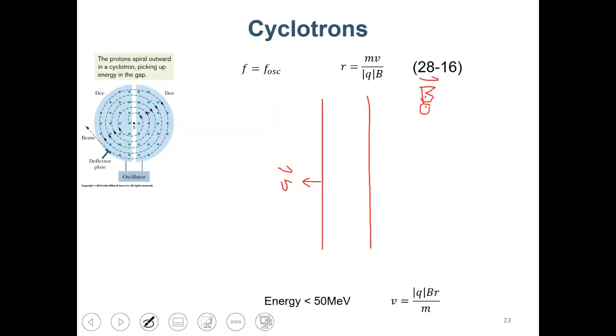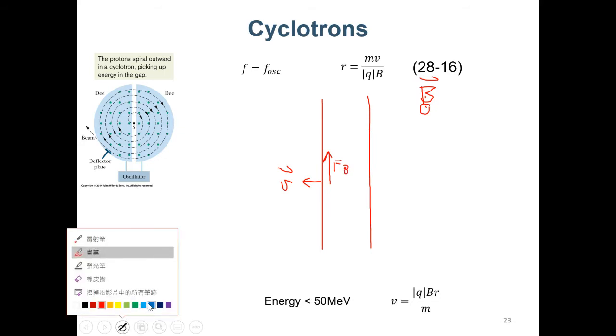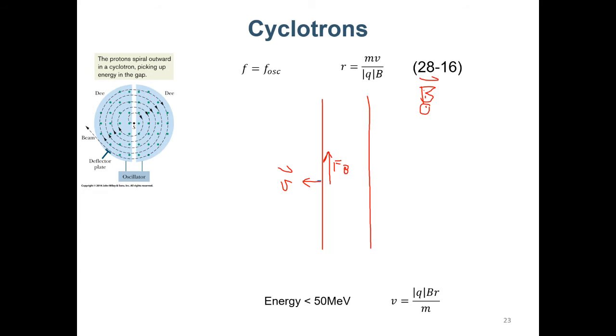So V is to the left side, and B points out of the page. So V cross B points upward. So this is the Lorentz force. In this case, we will try to move it like this for a semicircle.